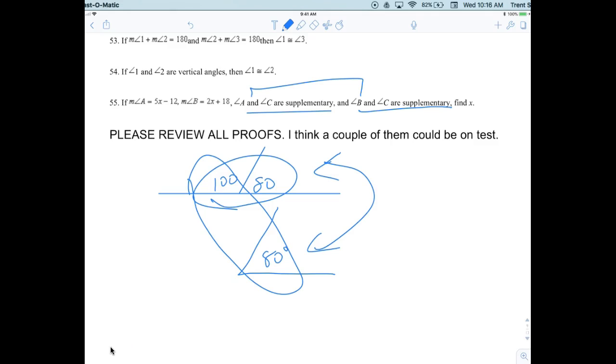Listen to what I just said now. Make sure that's making sense. Because for some reason, that doesn't sink in the first couple times you say it. But if you draw it out, you can see how that's clearly true. So again, if you're looking up here, A and C are supplementary, B and C are supplementary. Therefore, A and B have to be equal. Everybody good with this?